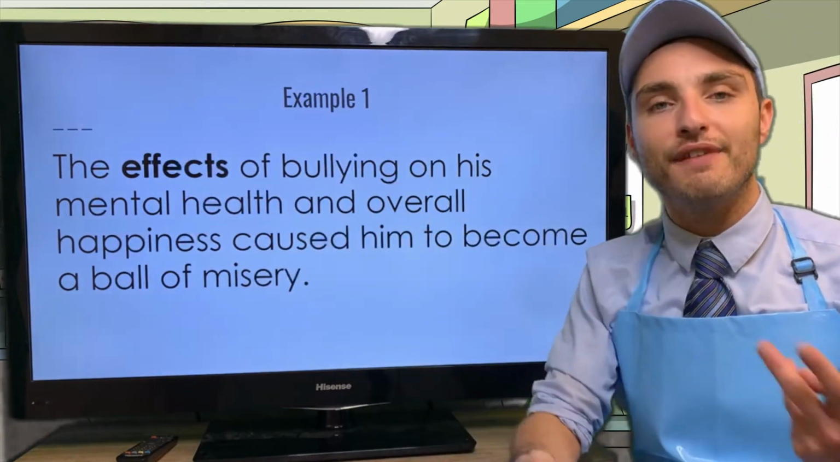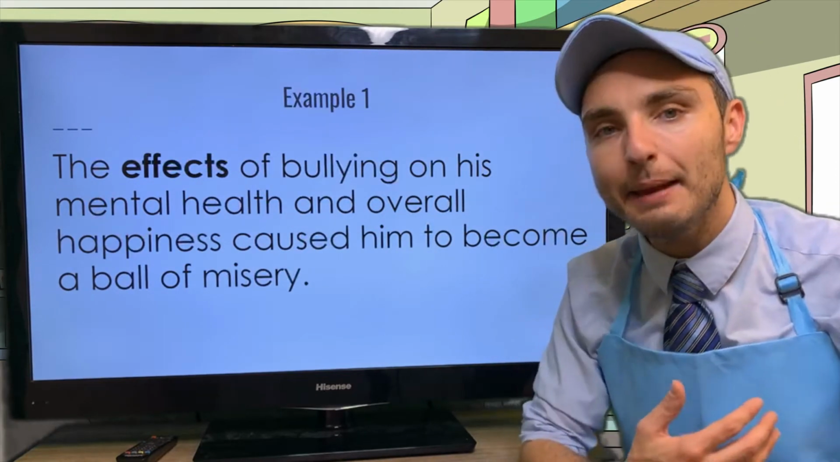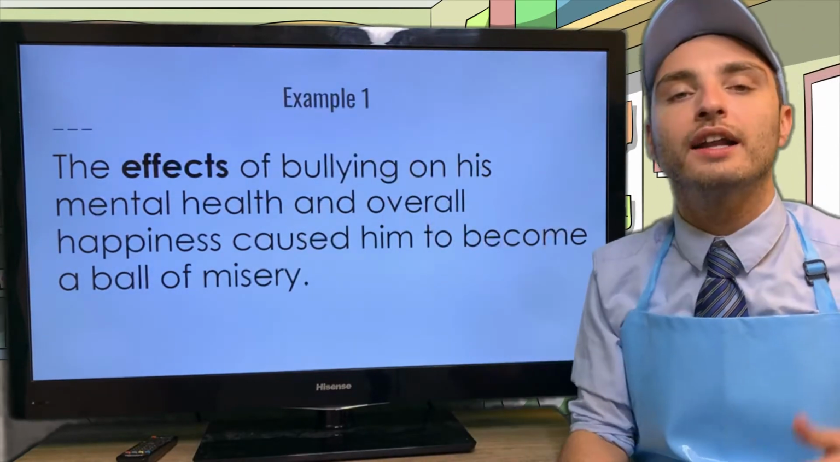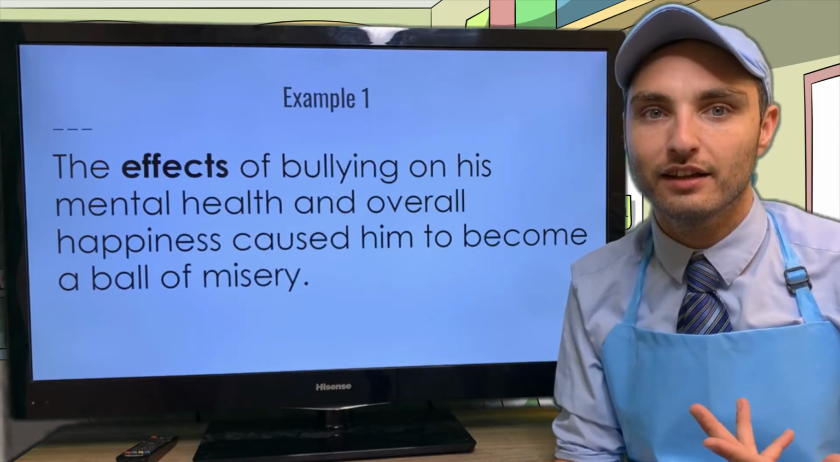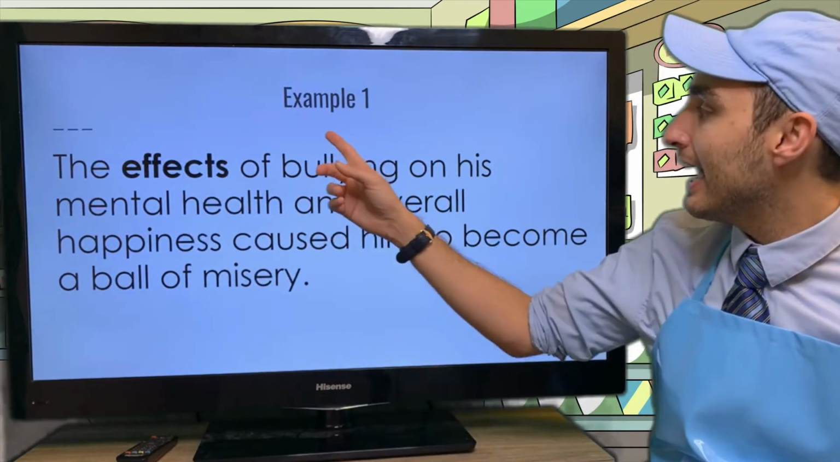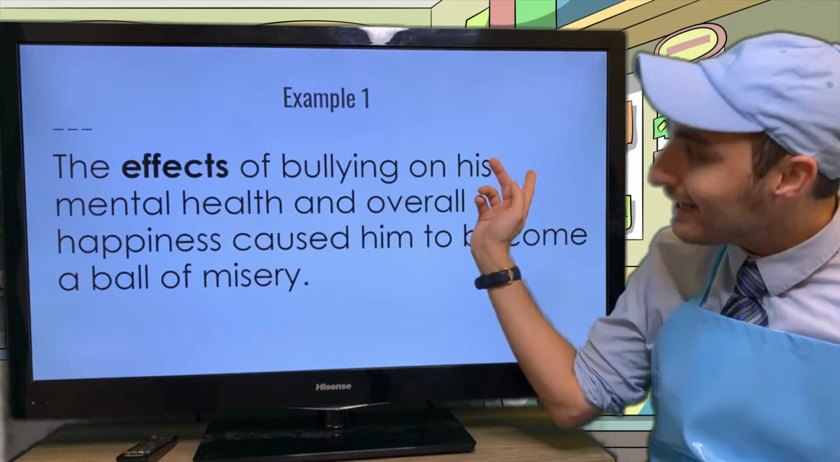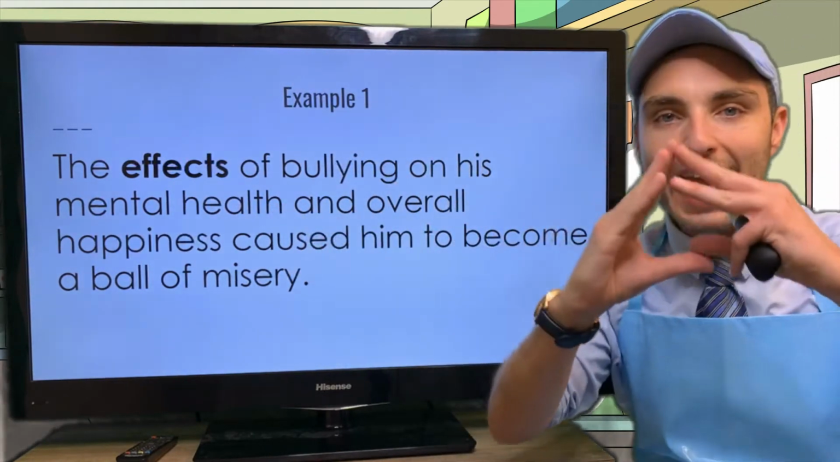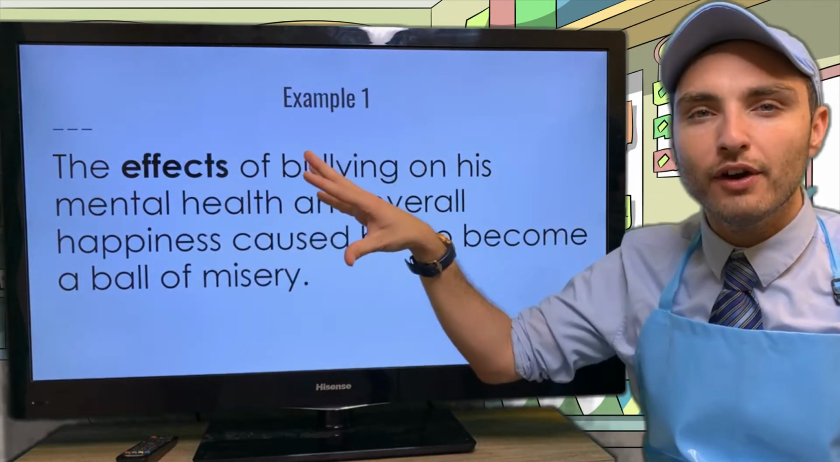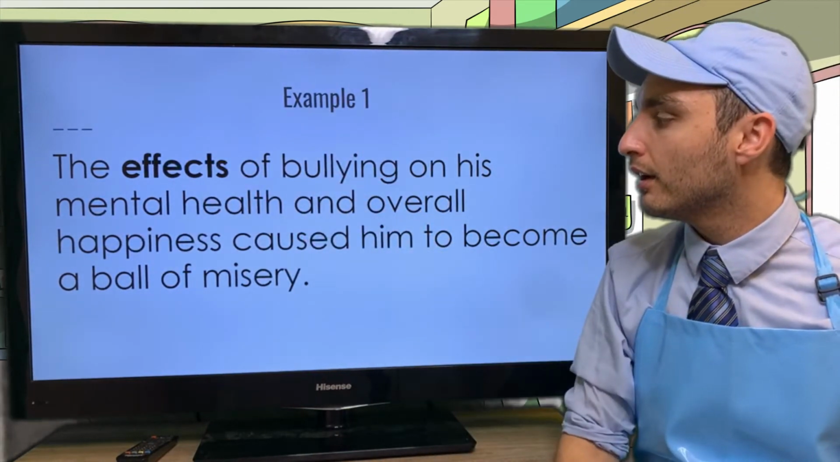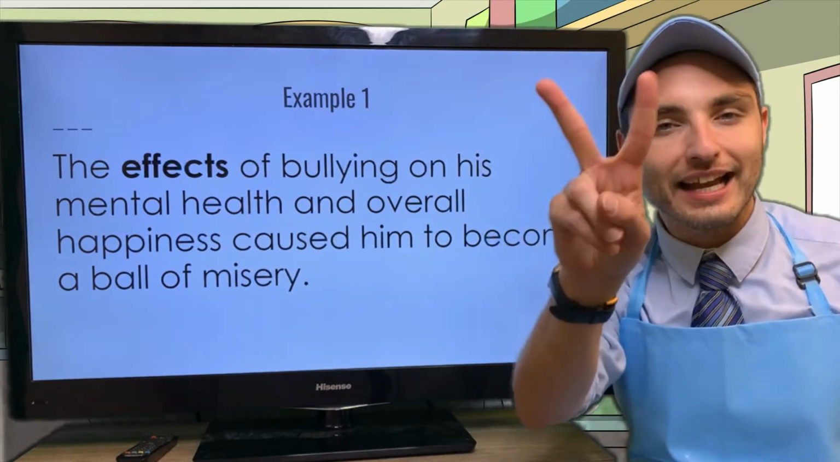Right here, effects, the impacts of the bullying on his mental health. So effects is a thing. We could definitely say that the bullying affected his mental health, affected, but here we don't need a verb, we need a noun. Let's look at the second example.